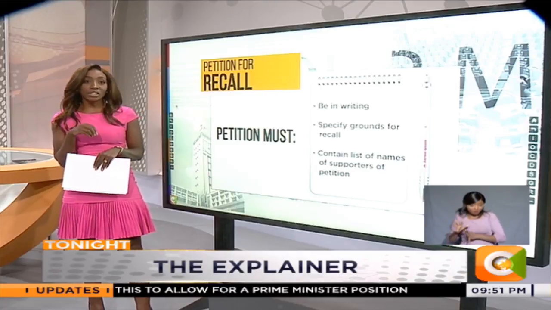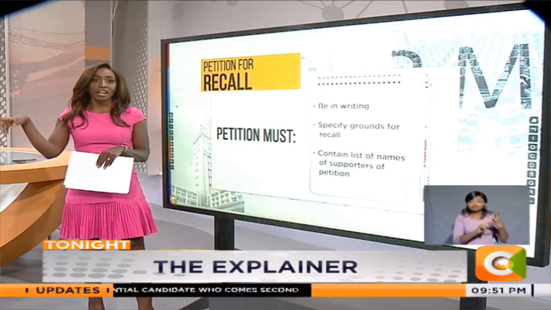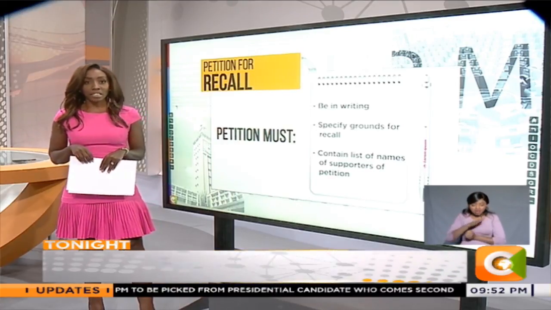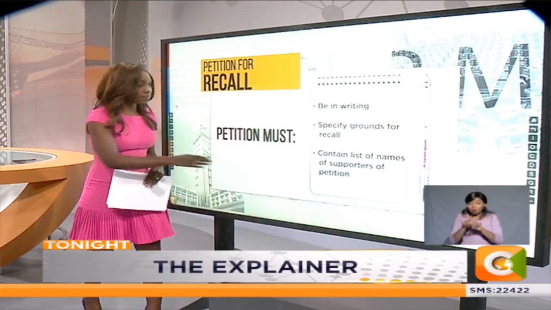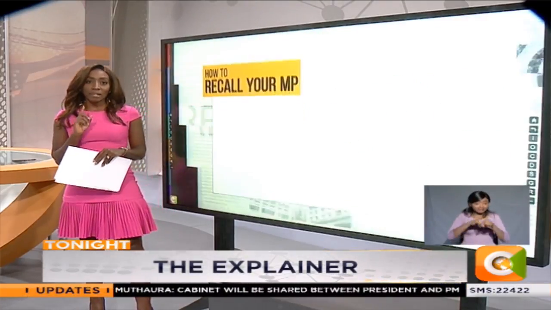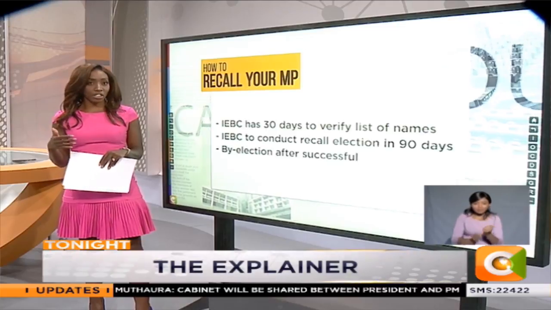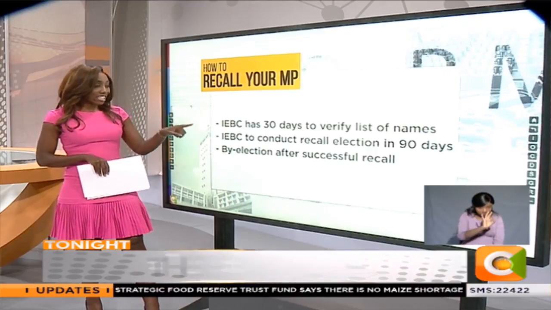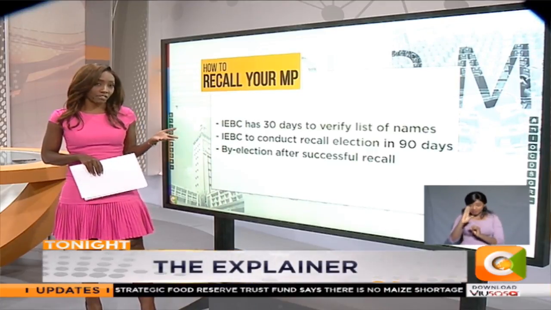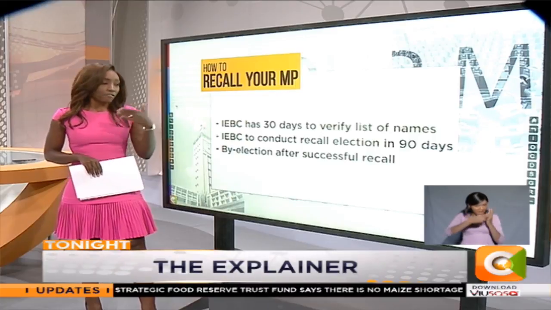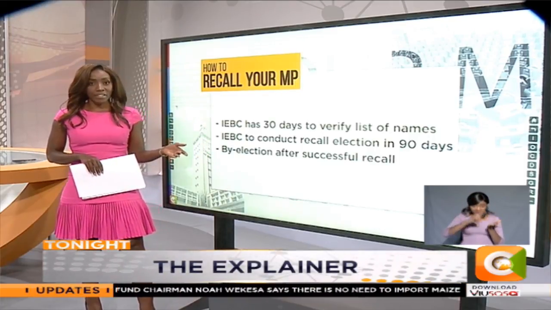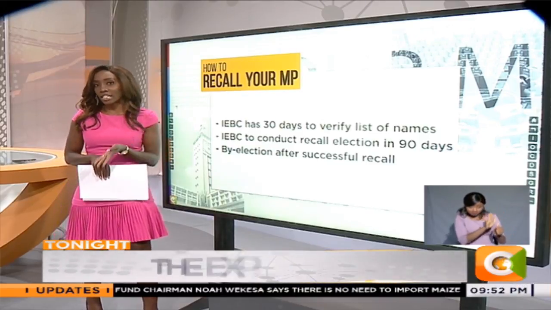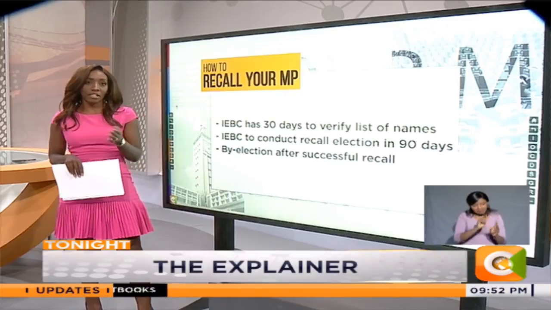Of these, you will also need to ensure that at least 15% of the voters are in more than half of the wards. And by the way, there is also a fee that must be paid to the IEBC for this. Once you are done, you submit the names of the voters supporting your petition to IEBC within 30 days of filing the petition. Then the IEBC itself has another 30 days to verify the list of names. 15 days after that verification, they will then issue a notice of recall to the Speaker of the relevant House, so to the Senate if it's a senator, and to Parliament, the National Assembly if it's an MP.